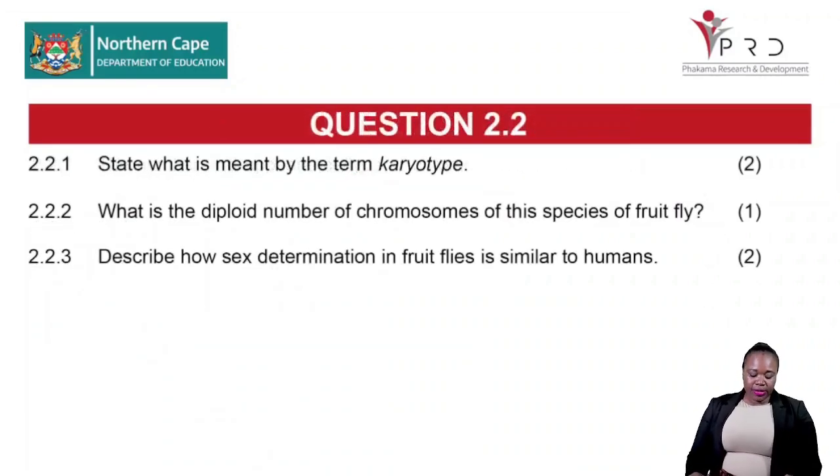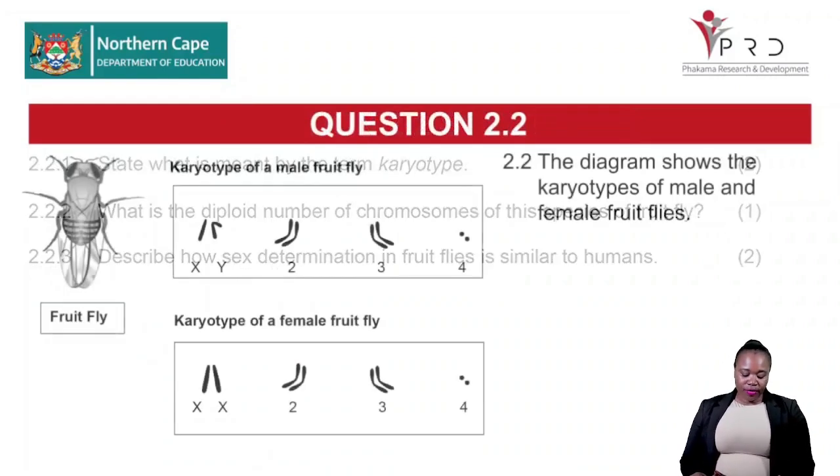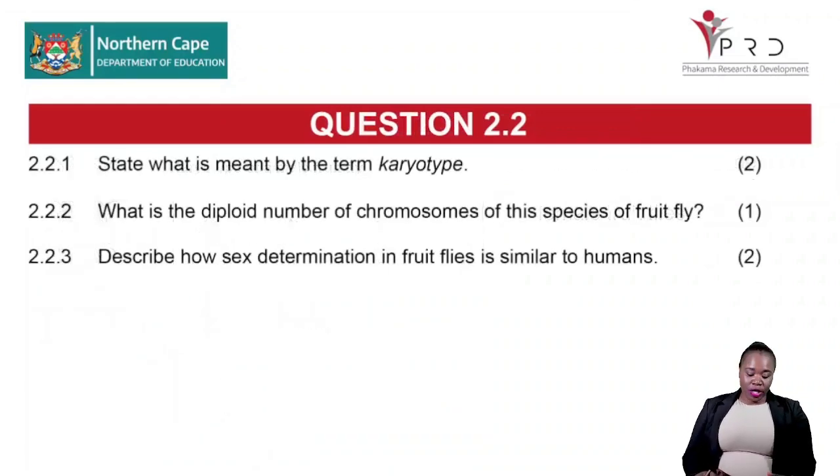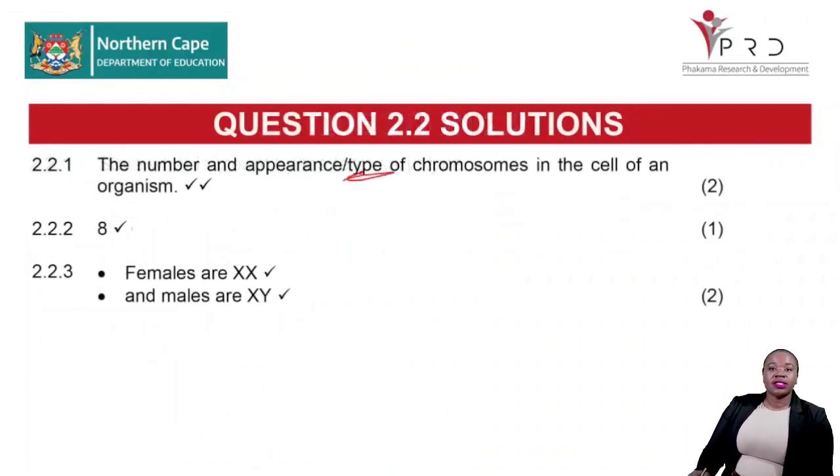2.2.3, it says describe how sex determination in fruit flies is similar to humans. Now, if we have a look at these diagrams here, we would see that in males we have XY, which is what we would find in a human male, and in females we have XX, which is also what you would find in a human female. So that is the similarity here. Females are XX and males are XY.